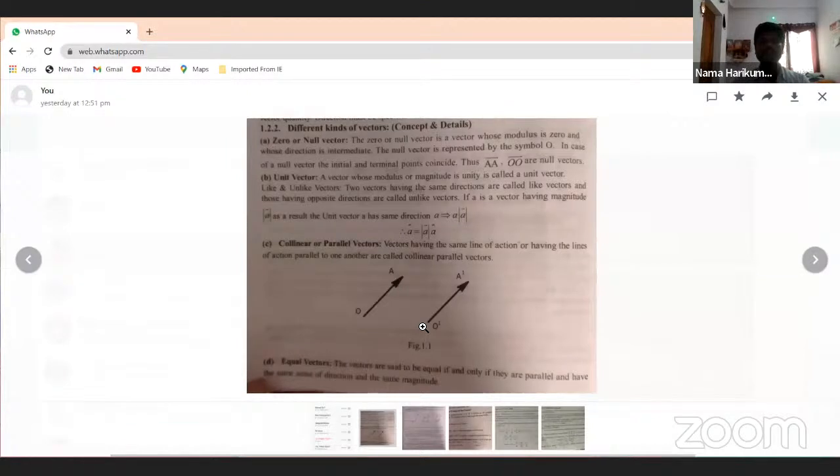Parallel vectors: vectors having the same lines of action and parallel to one another are called parallel vectors. The diagram there is O A and O dash A dash.